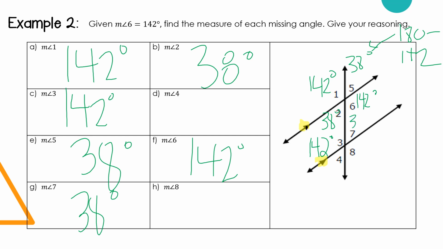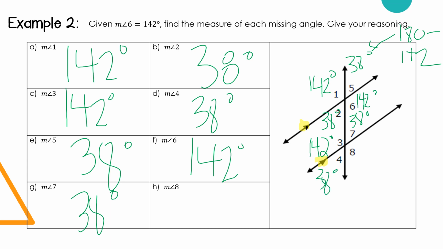So again, 3 and 7 have to add to equal 180. I'm sorry, not 3. Yeah, 3 and 7 have to add to equal 180. 6 and 7 have to add to equal 180. 5 and 7 have to be congruent, and 2 and 7 have to be congruent. And whichever way you want to look at it, it works that way. So to find 4 is going to be 38 as well.